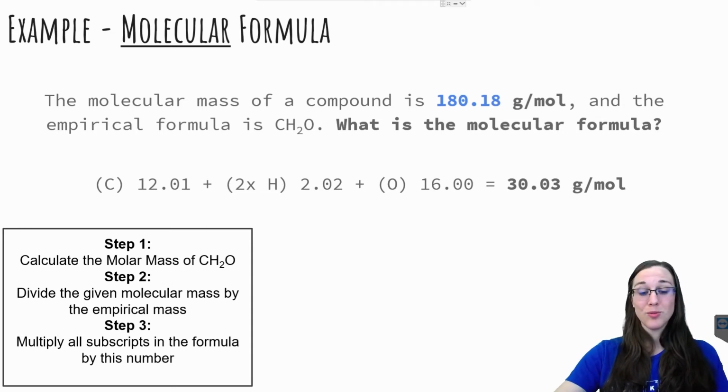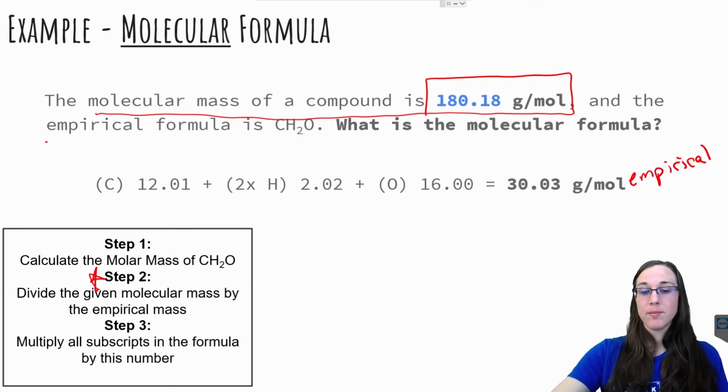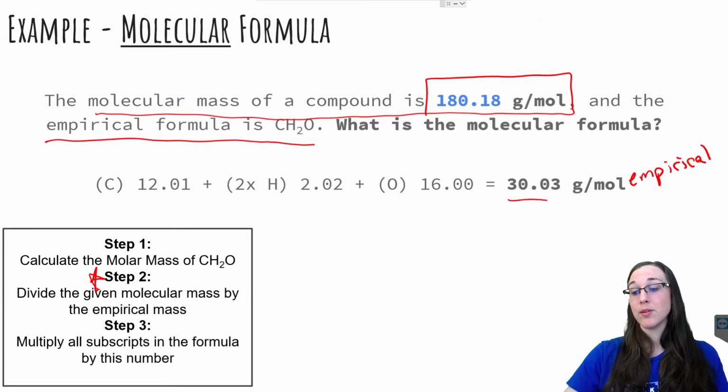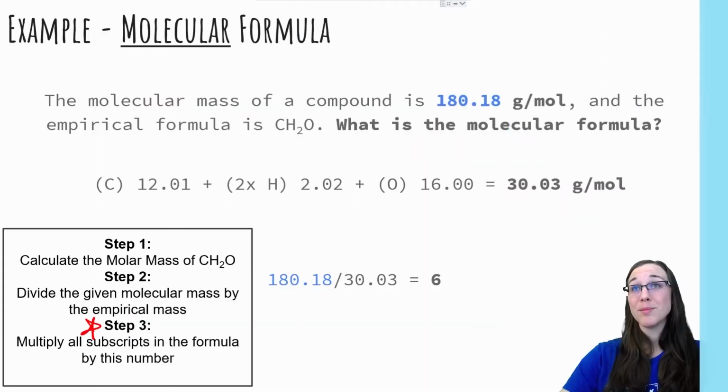And for step 2, we now say divide the given molecular mass by the empirical mass. We were given our molecular mass again of 180.18 grams per mole. Divide that by the mass we just calculated, our empirical mass, which is right here. Notice that that's from the empirical formula, so that is the empirical mass. So taking 180.18 divided by 30.03, I get exactly the whole number of 6. Now moving on to step 3, I just need to take my empirical formula and multiply all the subscripts by 6.